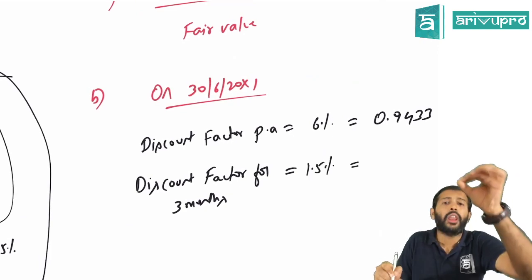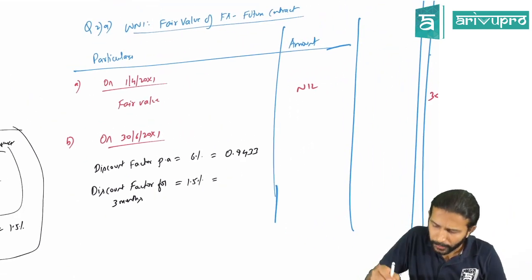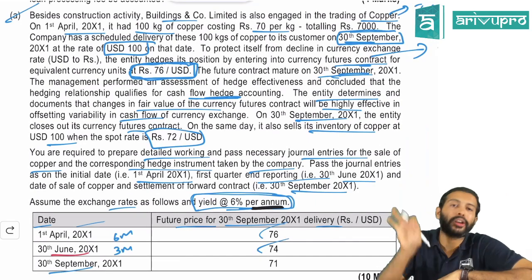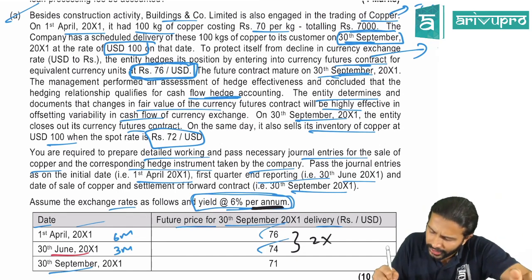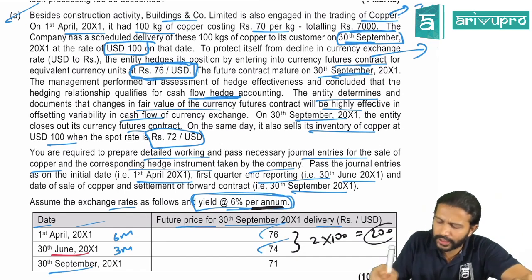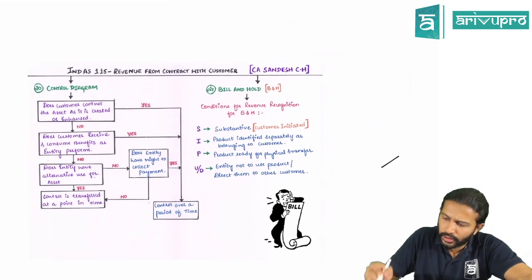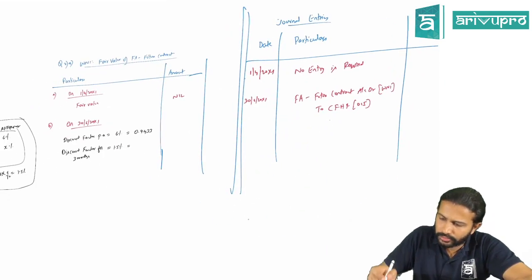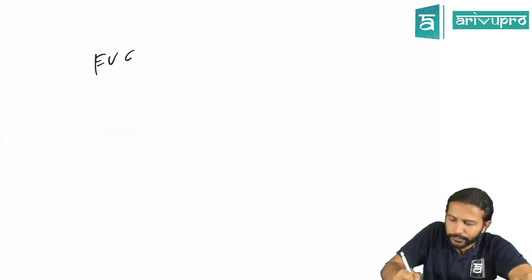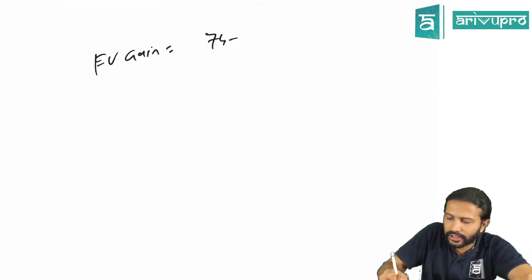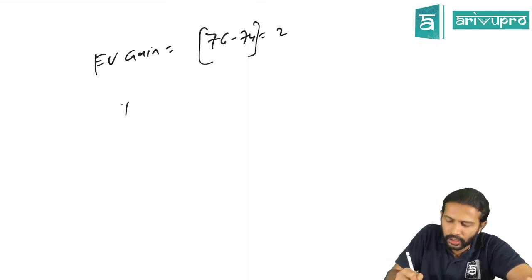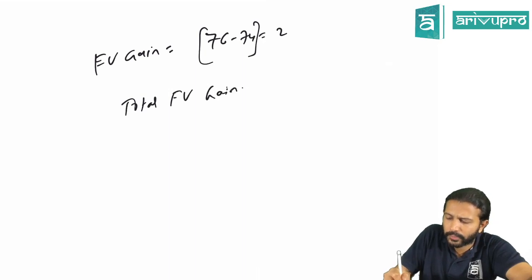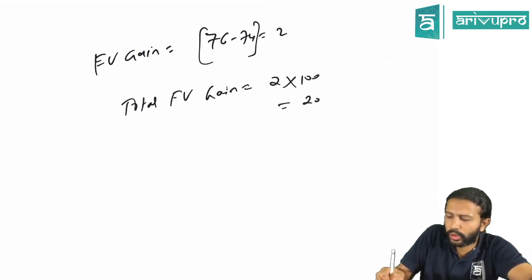Now, why am I writing this 1.5%? Because of the time value of money concept they brought into this particular problem. Now we know there is a fair value gain of 2 rupees per dollar, and we have a contract for $100. The fair value gain is 76 minus 74. That is 2 rupees per dollar, and we have a total contract value of $100. So the total fair value gain will be 2 into 100, which is 200 rupees.